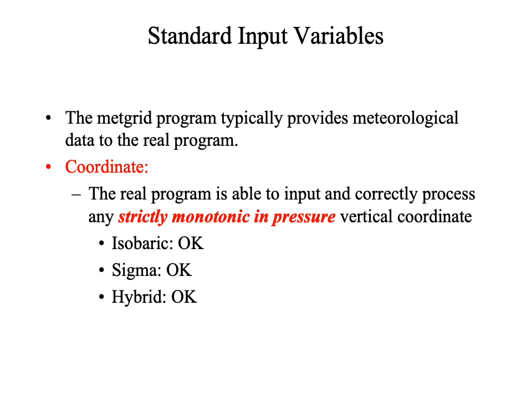The real program is able to accept any of the traditional vertical coordinates that come out of the MetGrid program. If the data is isobaric, or if it is on a terrain following sigma coordinate, or if it is a hybrid of both an isobaric and a sigma coordinate. The only requirement, and this is a strict requirement, is that the vertical coordinate is monotonic in pressure. It can either be increasing or decreasing.